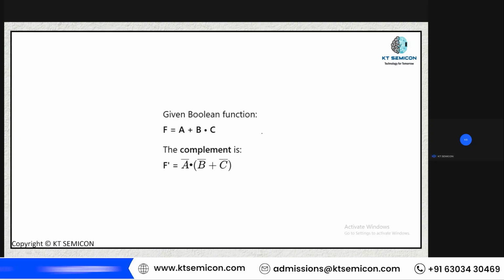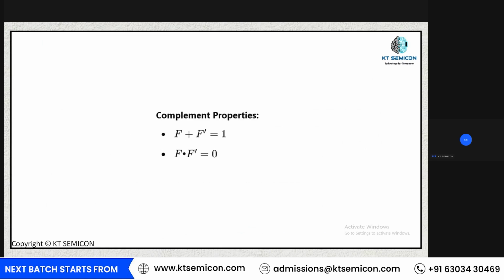For example, let's say I have f is equal to a plus b dot c. The complement of this f is nothing but a bar dot b bar plus c bar. So this is nothing but my complement of a function. Now, the complement properties are f bar plus f is equal to 1 and f dot f bar is equal to 0. I think we have already seen this in our AND laws and OR laws.